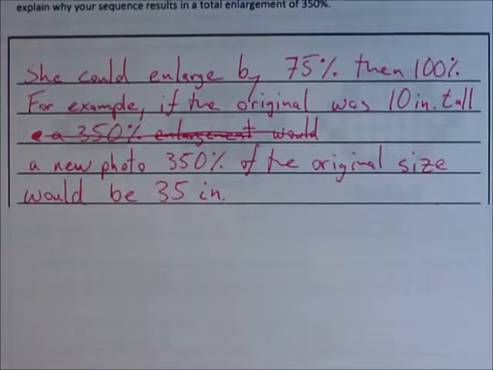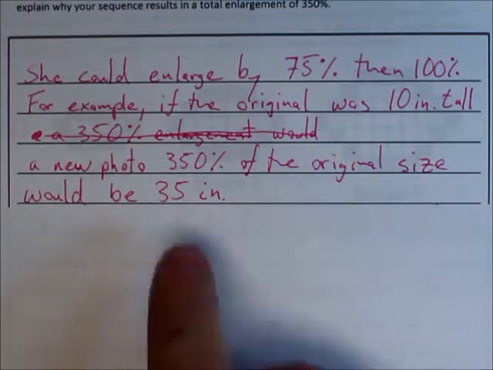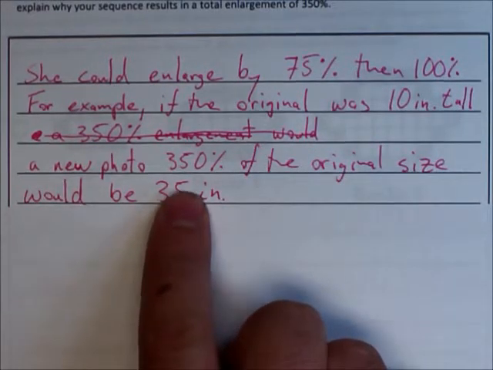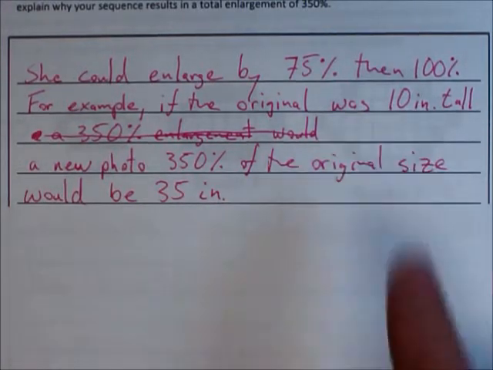So notice the way the question was phrased. It doesn't say it needs to be enlarged 350%. The new photograph has to be 350% of its original size. So that's why I didn't do 1 plus 350 over 100 to get the new size. 35 inches is 350% of the original 10 inches.